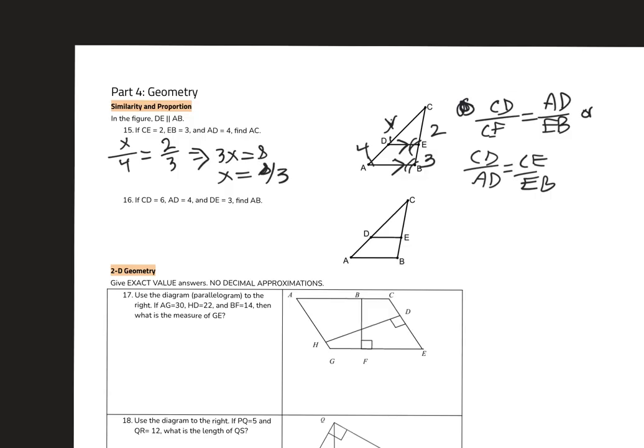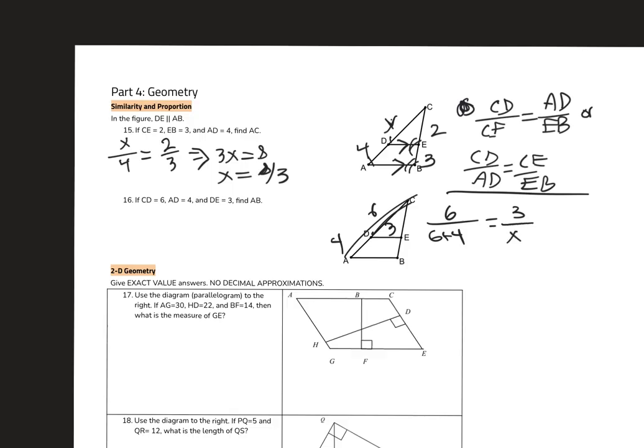In this case, where we have CD is equal to 6, AD is equal to 4, DE is equal to 3, and we are asked to find AB. Here we can use the fact that these triangles are similar, but we have to be careful because triangle CAB, the side CA actually has a length of 6 plus 4, or 10. So we can say that 6 over 6 plus 4, so this side over this whole side, is equal to DE, or 3 over AB, which is our x.